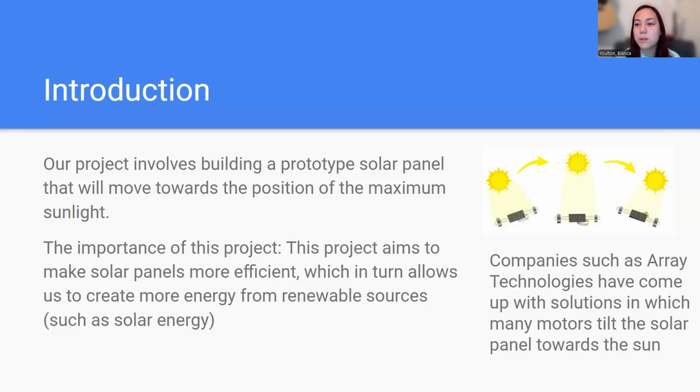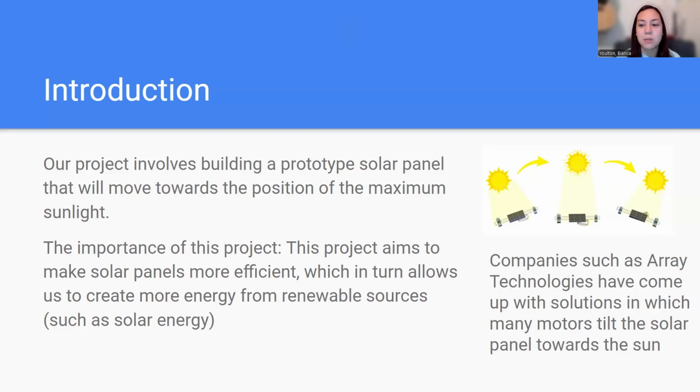Our project involves building a prototype for a solar panel that is able to move its position along with the sun. This is to get maximum sunlight, and it makes solar panels more efficient, which helps to create more energy from renewable resources such as solar energy.